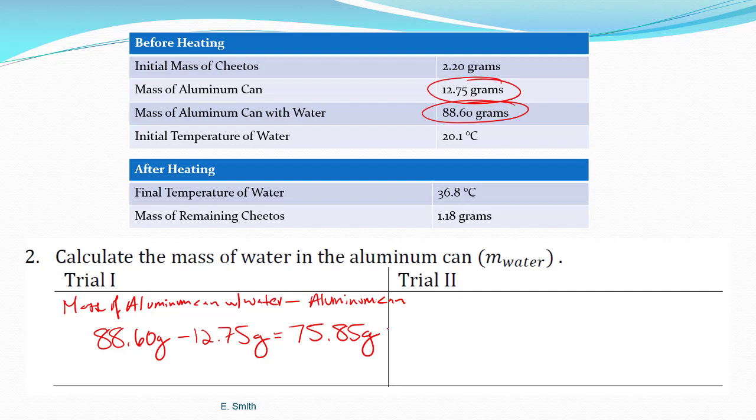When I take the difference between these two values, I end up with 75.85 grams of water. Now, I do want to point out your value should be close to 75 grams. The reason is that the density of water is roughly 1 gram of water for every 1 milliliter of water. That's how I'm going to be checking that you got the correct volume of water, which we agreed upon is 75 milliliters of water.